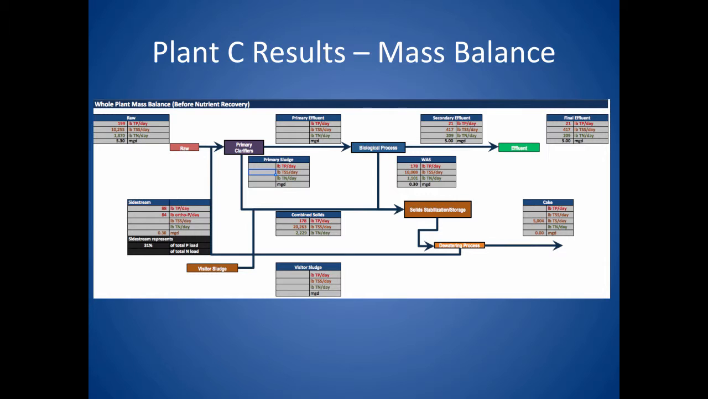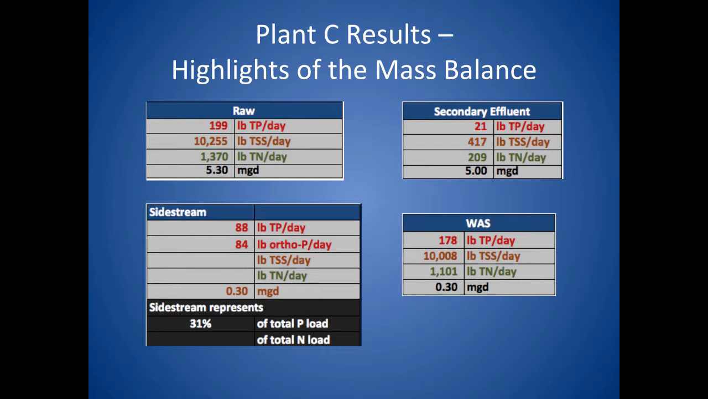The results for Plant C can be accessed by clicking on the Plant Mass Balance text at the top of the screen, or by clicking on the blue MB Schematic tab at the bottom of the screen. The mass balance produced by Terry simplifies the process somewhat to prevent the model from getting too complicated. Based on the data entered, Terry calculates these values for the mass balance before nutrient recovery for Plant C.